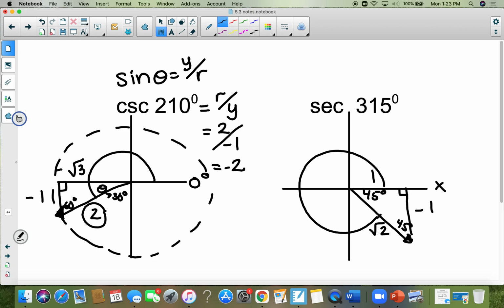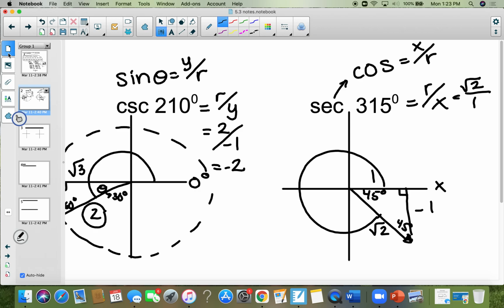Now that my diagram is finished, I know that secant is the reciprocal of cosine. I know that cosine is x over r, so I know that secant is r over x. And the radius is root 2, and I know that the x is 1. Final answer, square root of 2 over 1.